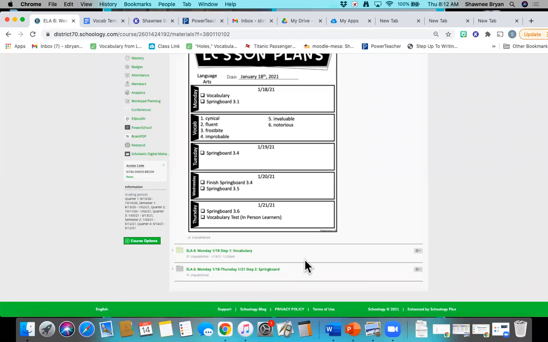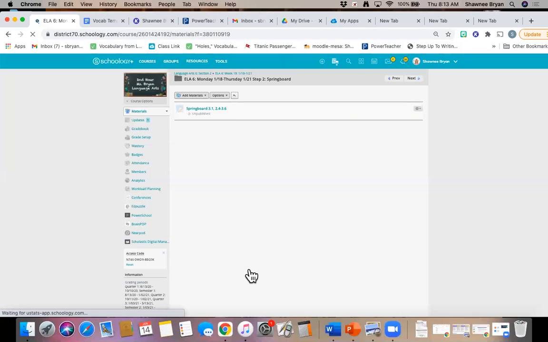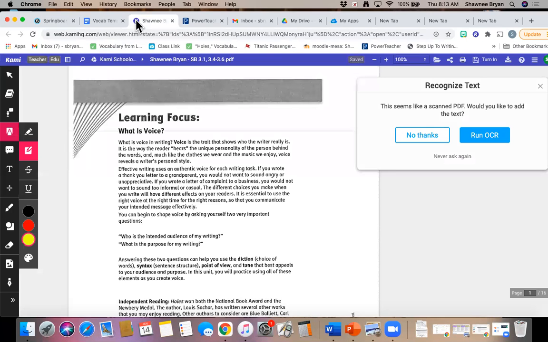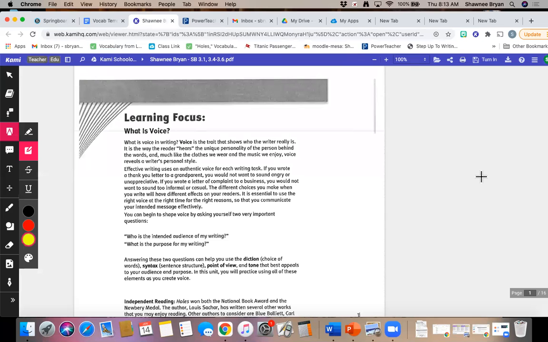Now looking at the Springboard packet that we are going to be working on throughout the week, step 2. When you click on it, it's going to let you know that it is Springboard 3.1 and 3.4 through 3.6. When you click on that, you're going to have to give it a second to load the PDF, and you want to click on Open Assignment with Cami. We are going to be utilizing Cami for this Springboard packet, so please make sure you wait and click on that button. When you open the assignment, it is going to look like this.